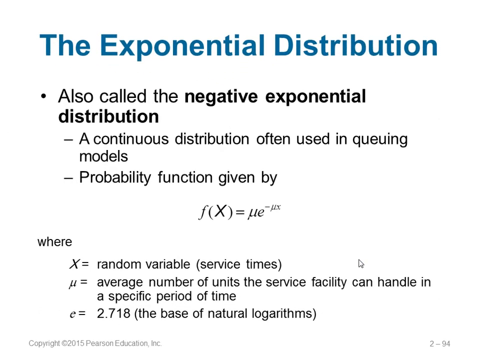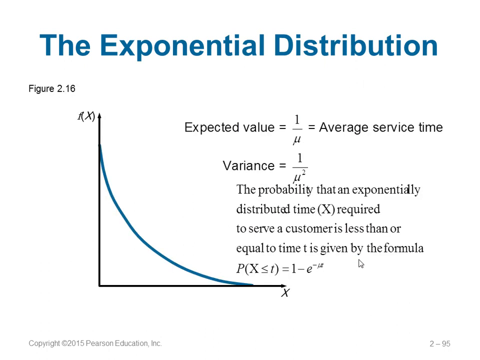Next, the negative exponential distribution. This is also a continuous distribution function. It is used mostly in queuing models or queuing theory. f(x) is equal to mu e power minus mu x. Capital X is a random variable here. Mu is the average number of units the service facility can handle, which is the mean again. e is the base of the natural logarithm, which is 2.718.